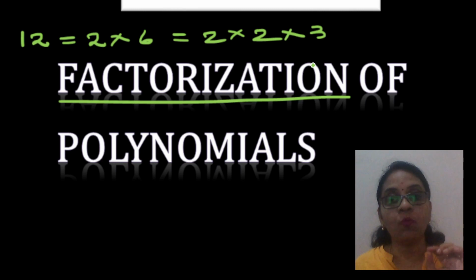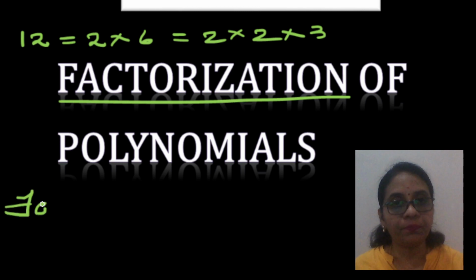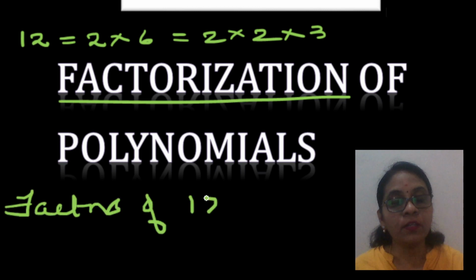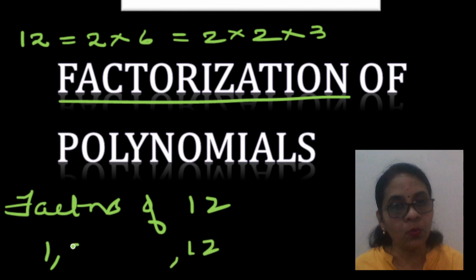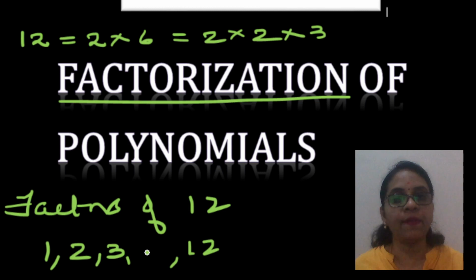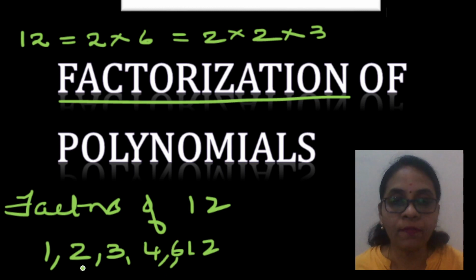Now if I ask you, what are the factors of 12? Children, we all learnt as a child, the number and 1 both are factors, and then you write the other factors of 12. So the factors of 12 will be 1 and 12. In between, 2 is a factor of 12, 3 is a factor of 12, 4 is a factor of 12, 6 also is a factor of 12. So these are the factors of 12.